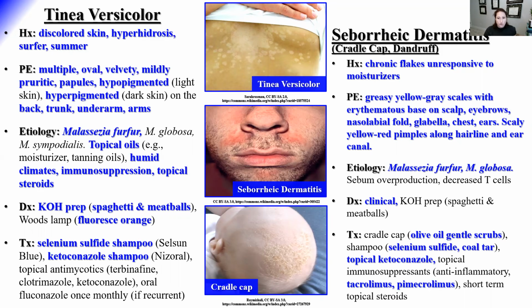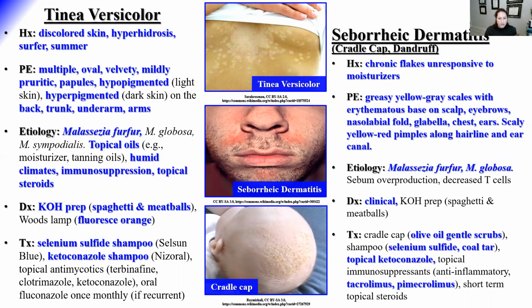Greasy, yellow-gray scales with an erythematous base, most commonly on the scalp, the eyebrows, the nasolabial fold, the glabella, the chest, and then the ears. Scaly yellow-red pimples along the hairline and in the ear canal. Again, Malassezia furfur, most common causative agent, but you can also have globosa. In these patients, they will also have this pathophysiology where they get sebum overproduction and they have decreased T cells.